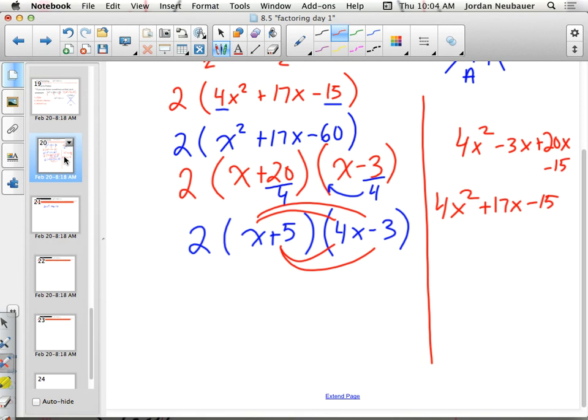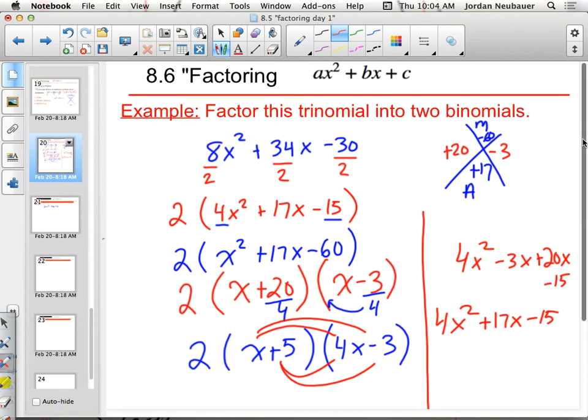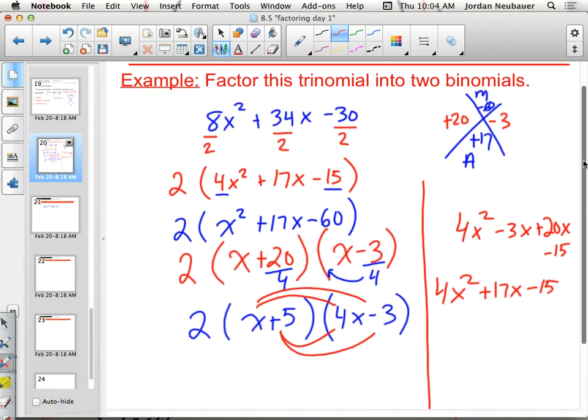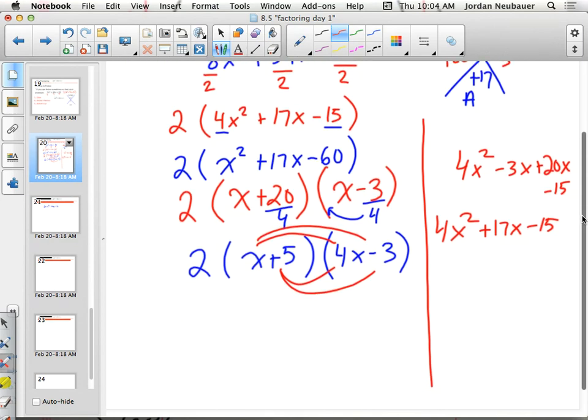And since that's not what we started with, we look back to the original expression. We're thinking to ourselves, did we do something wrong? But no, there still is that factor of 2 that we need to consider, which basically means every coefficient gets doubled, which would get us to 8x squared plus 34x, and then minus 30. So it all checks out.